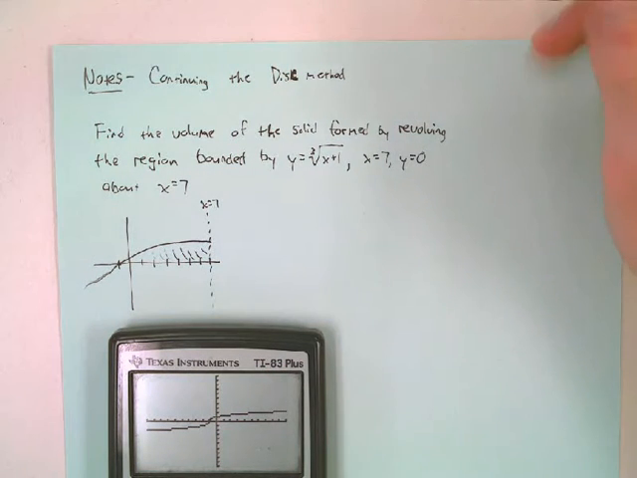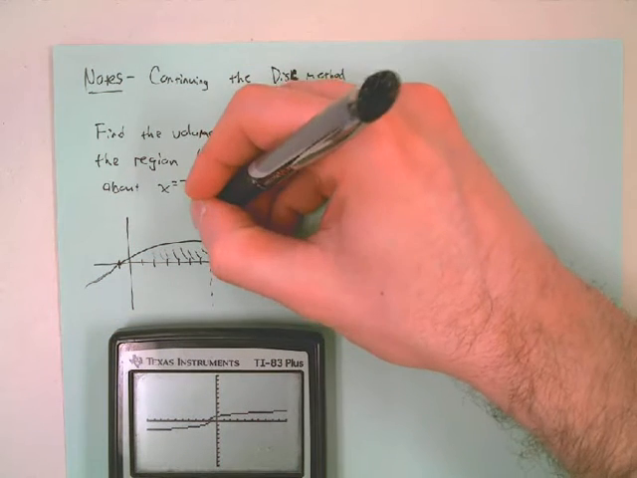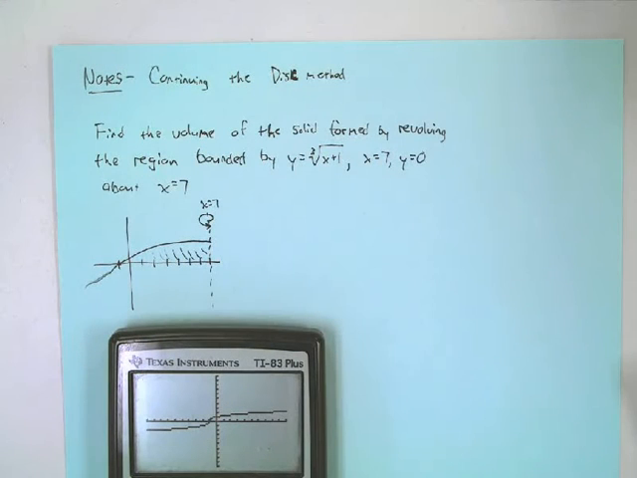Okay, and we're going to rotate it about x equals 7. So do we have a vertical axis of revolution or a horizontal axis of revolution here? Vertical, which means we must integrate with respect to what variable? Y. Okay, so this is a little bit different, right? Whenever we have a horizontal axis of revolution, we integrate with respect to x. But since it's a vertical axis of revolution, we have to integrate with respect to y here.